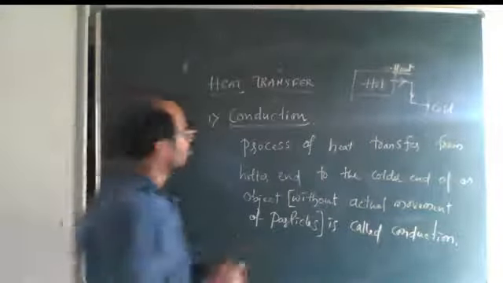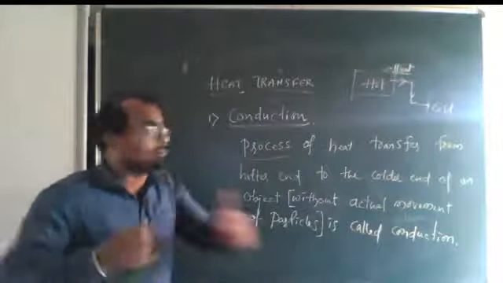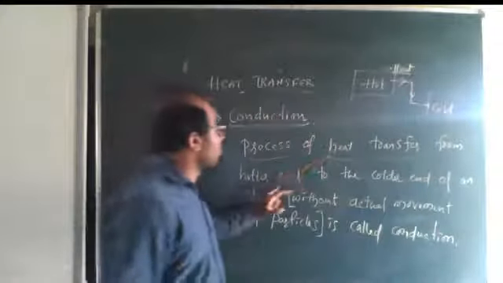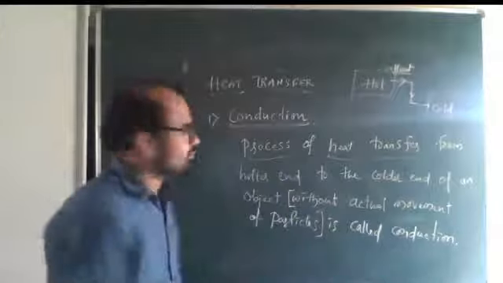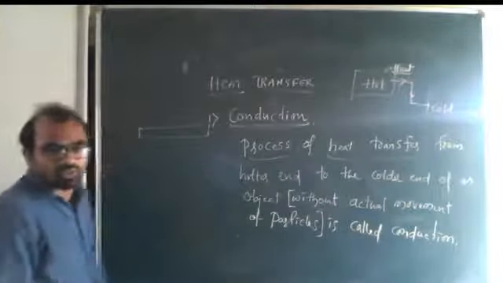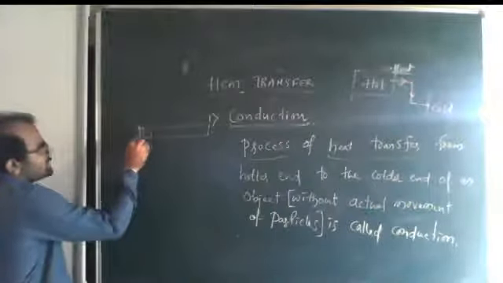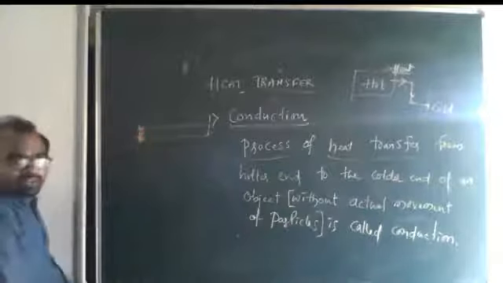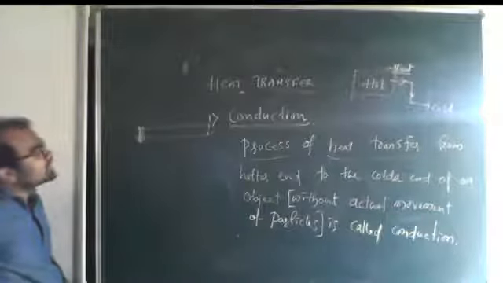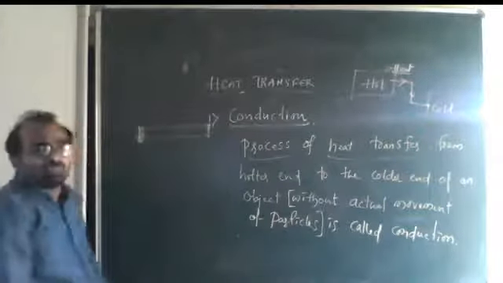I hope you understood the process of heat transfer. In this, heat will be transferred from the hotter end to the colder end of an object. Suppose there is a metal rod. This is the hotter end, so I am representing it with red. This is the colder end. That side is the colder end.